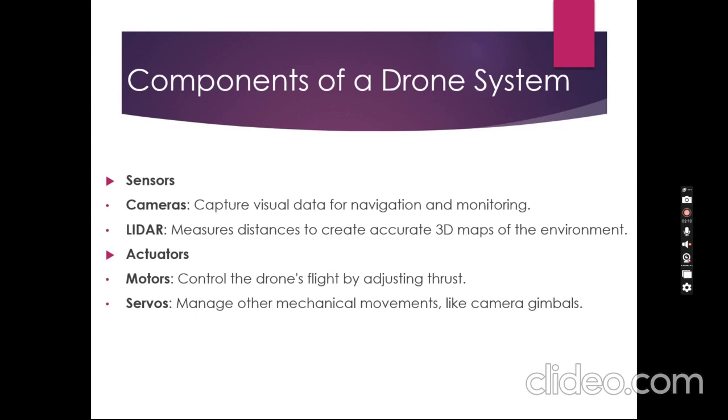The last one is actuators. Here also we have two submodules that are motors and servos. The motor generates thrust to control the drone's movement and altitude, enabling stable flight and maneuverability. The next one is servos. It adjusts mechanical components such as camera gimbals for precise control of movement and stabilization.